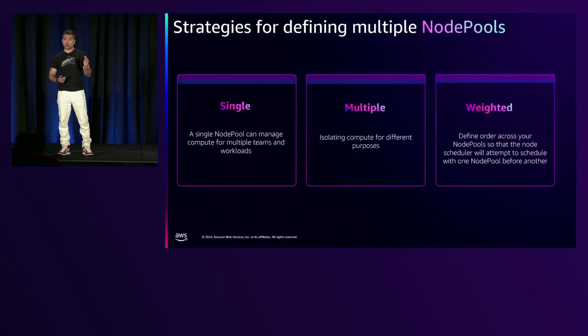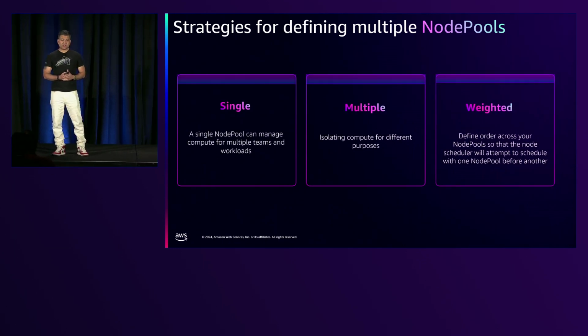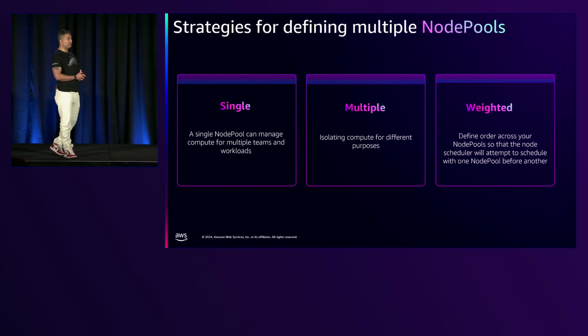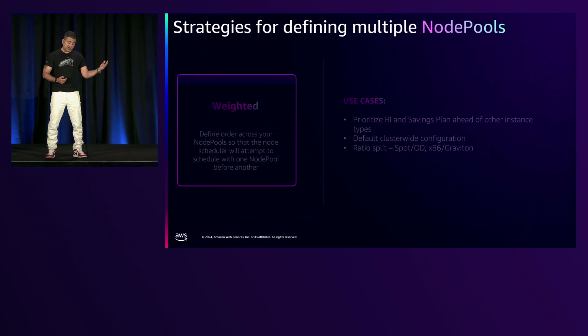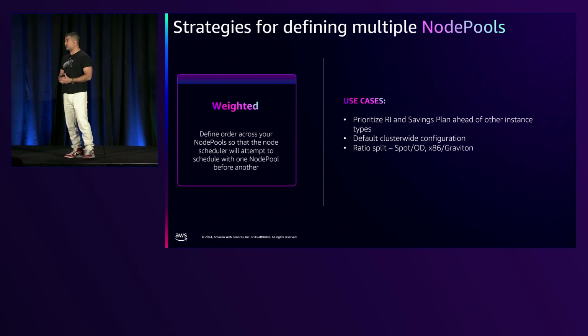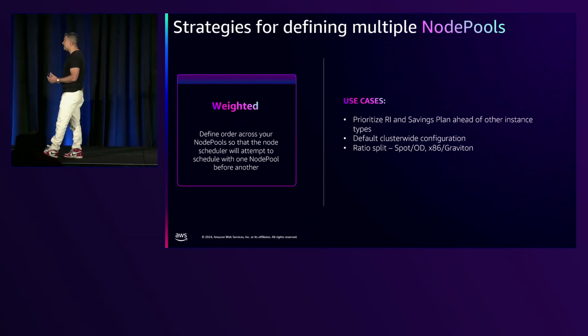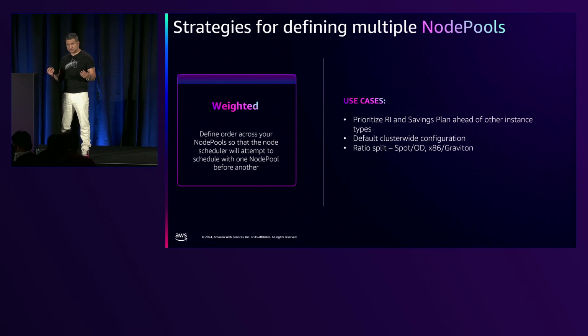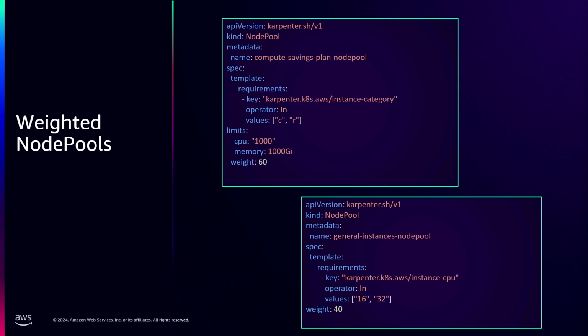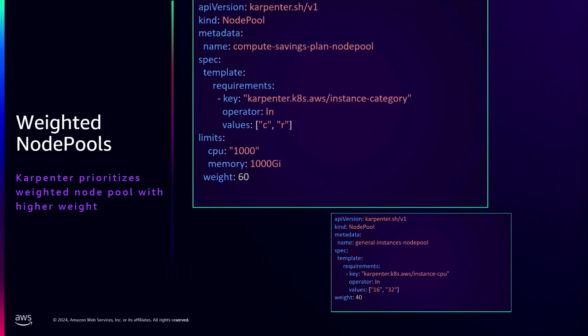Another advanced strategy is weighted node pools, where you can prioritize one node pool before others. When will you use it? If you want to prioritize reserved instances or savings plans ahead of other instance types. I'm pretty sure this part is a little confusing, so let me give you an example. In this example, I'm showing two node pools. The top one has the weight 60 on the bottom. And see, the instance types are C and R. I'm assuming you have a reserved instance contract for those two instance types.